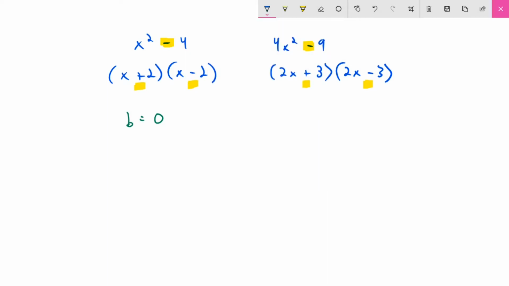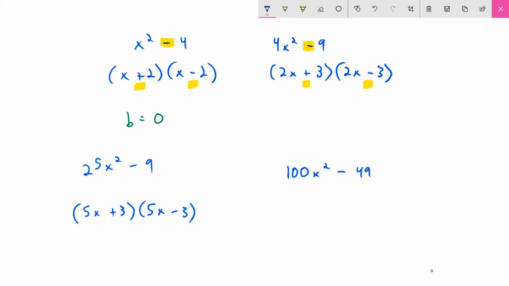that the answer to 25x squared minus 9 is 5x plus 3 times 5x minus 3. And I can find that answer without even using the x box. What if I told you this? 100x squared minus 49, if I factor it out, it's 10x plus 7 times 10x minus 7. Do you notice anything here?